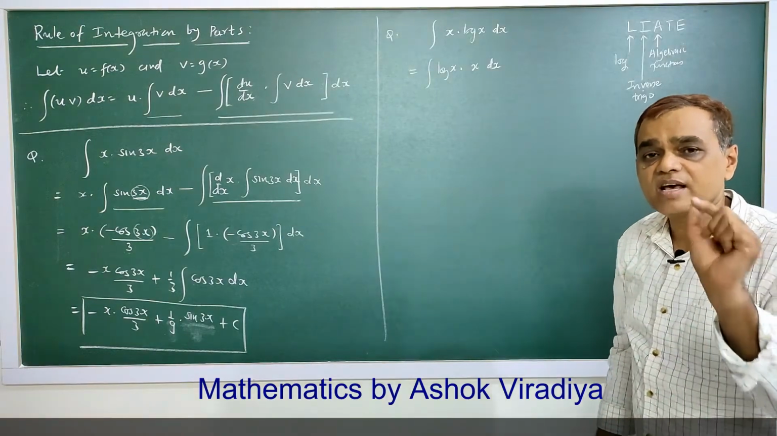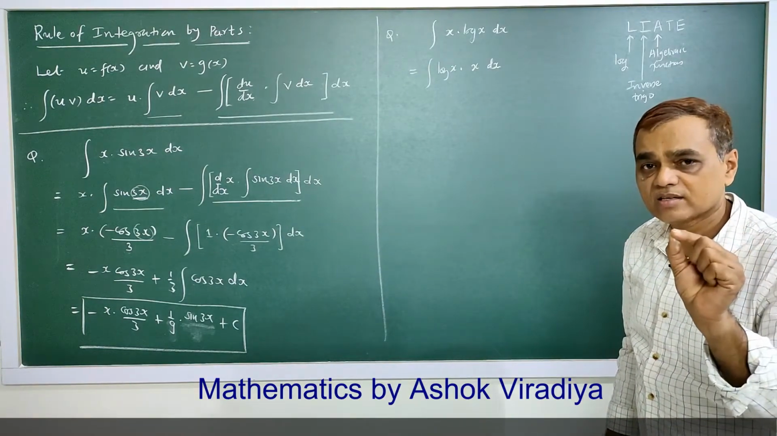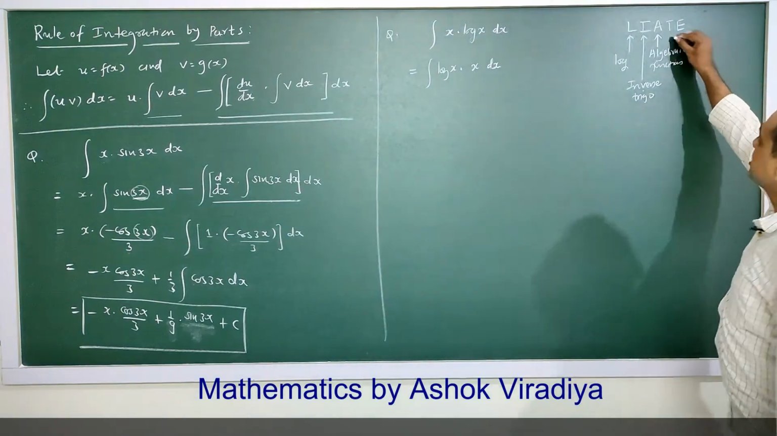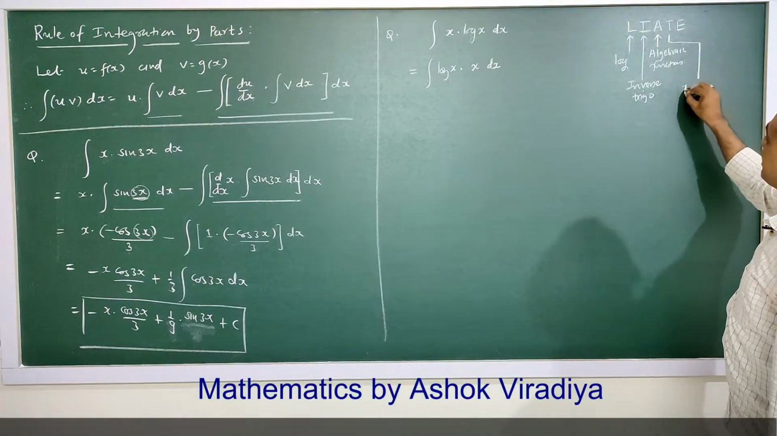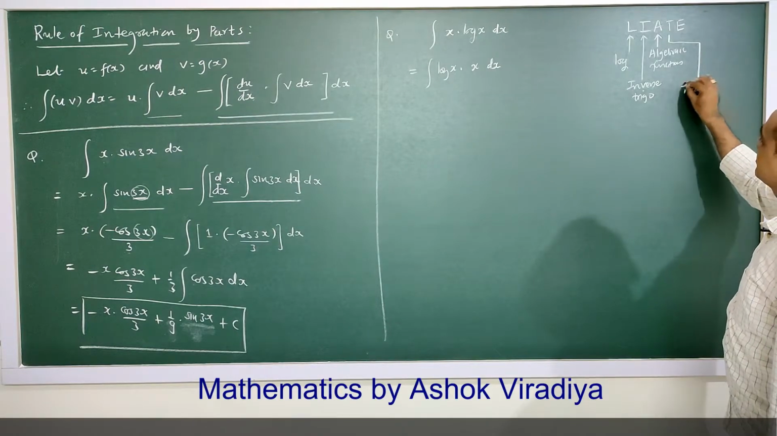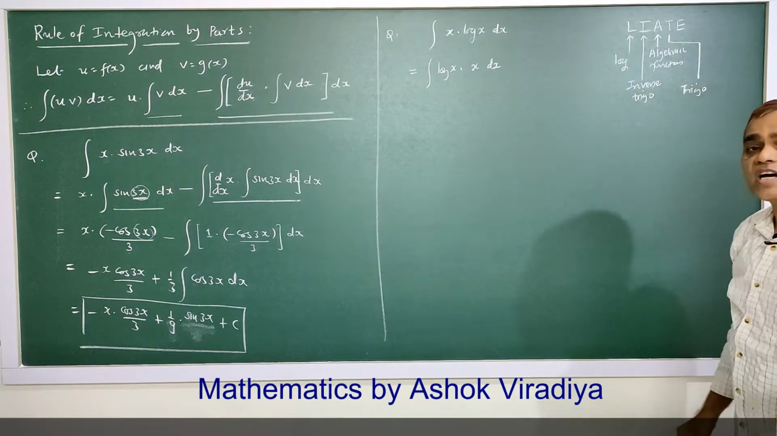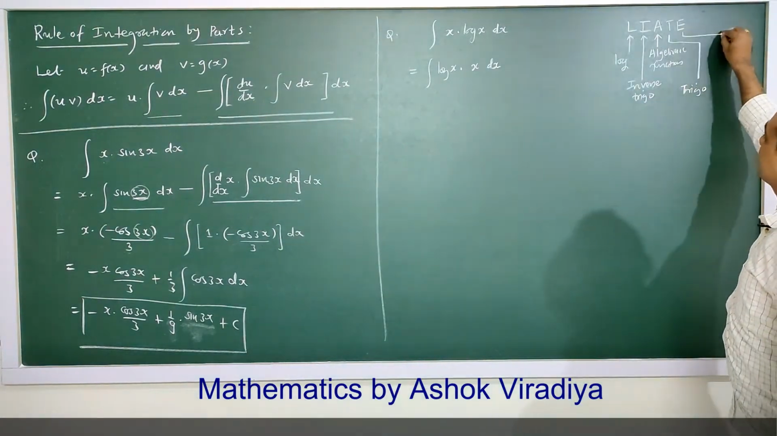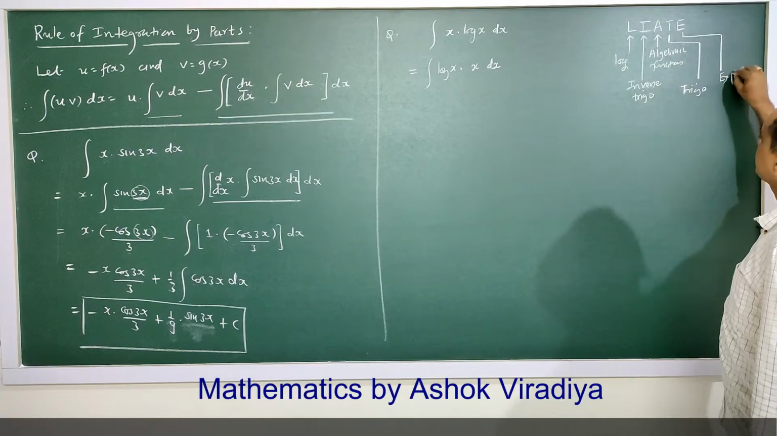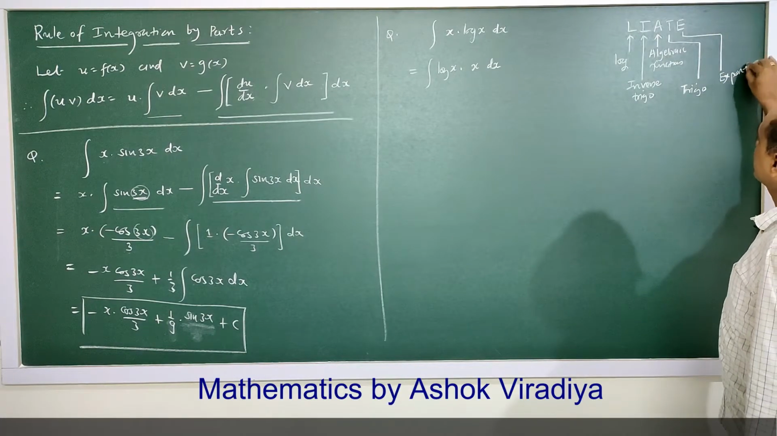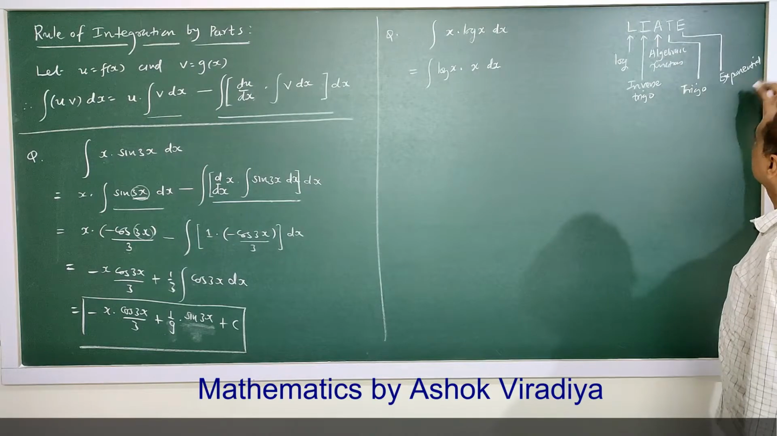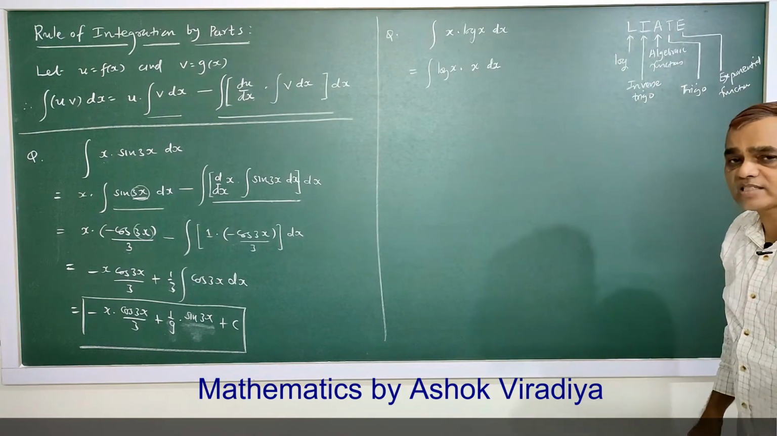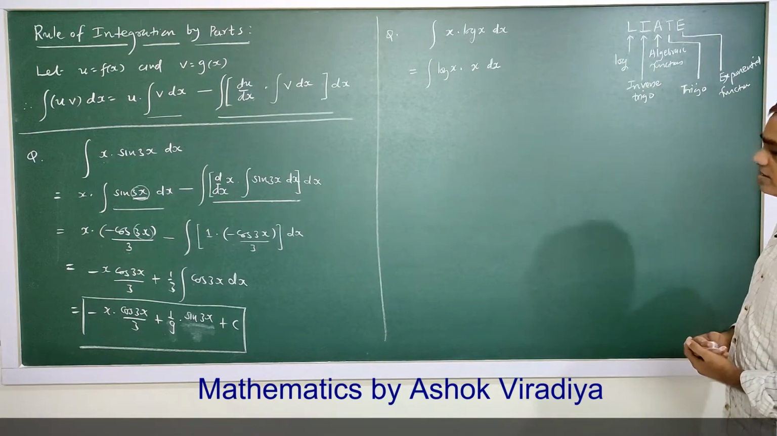Algebraic functions means x square plus 1. These are algebraic functions. T, that is trigonometric function: sin x, cos 3x. E, that is exponential function, e raised to x, like that.